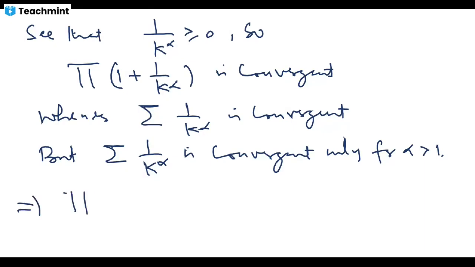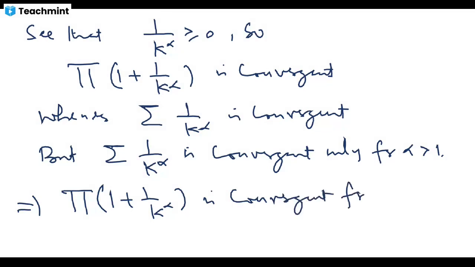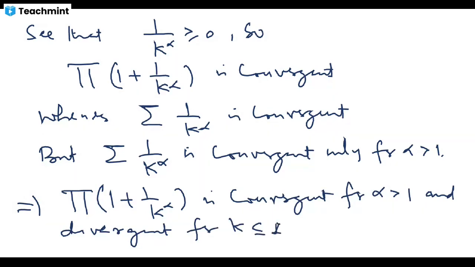this product 1 plus 1/k to the power alpha is convergent for alpha greater than 1 and is divergent for alpha less than or equal to 1. So this is the way you directly apply this result to check whether the given product is convergent or not.